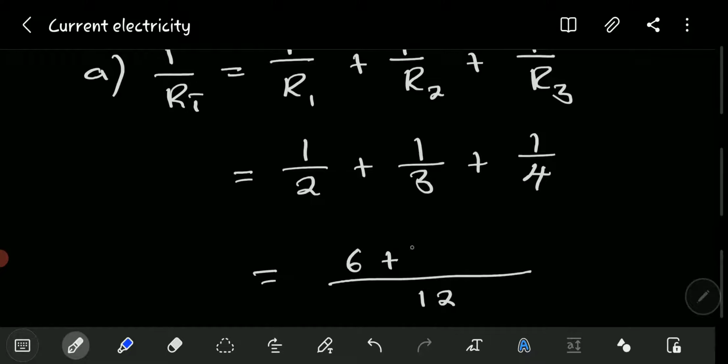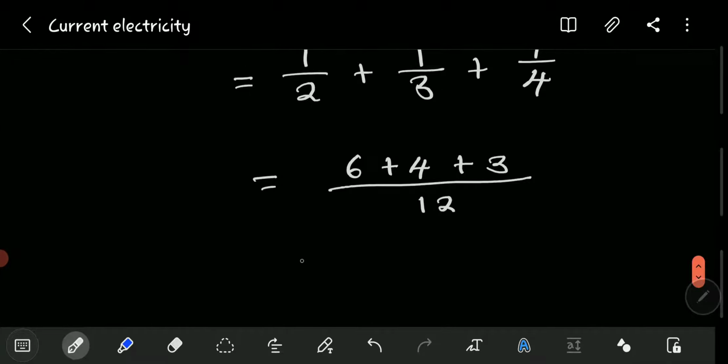4 times 1 is 4. Plus 4 into 12 is 3, 3 times 1 is 3. So we have that. Then we are going to add 6 plus 4 is 10, 10 plus 3 is 13. So we are going to have 13 over 12.